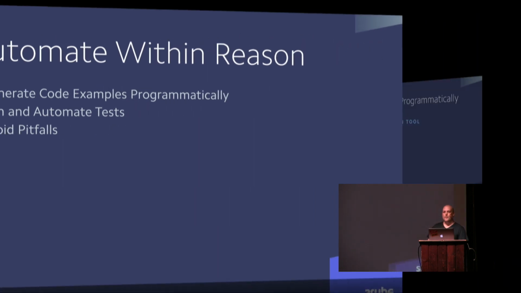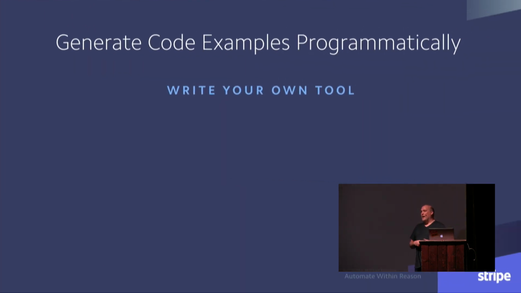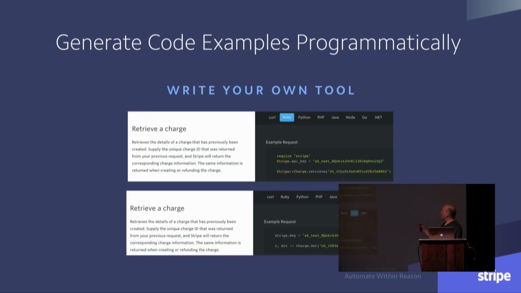Now, it's just impossible to do this by hand, right? It's going to take forever, and you're going to get riddled with bugs and inconsistencies and all sorts of problems. So write your own tool that makes code examples for you. At Stripe, we have two. One automatically does it on the fly within the documentation, and the other manually generates code examples that we then add to the documentation.